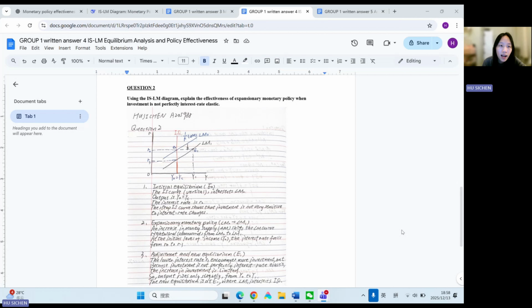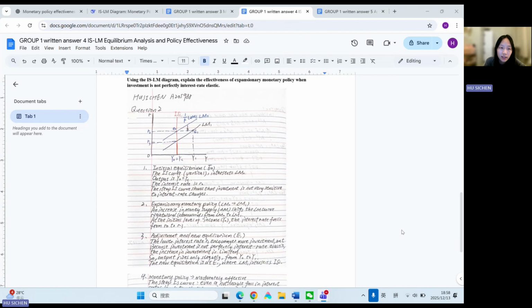Okay, from the IS-LM diagram, the economy is initially in equilibrium at point E0, where the IS curve intersects the LM curve. At this point, output is Y0, equal to the full employment level YC, and the interest rate is R0. The steep IS curve indicates that investment is not perfectly interest rate elastic, meaning that investment does not respond strongly to changes in the interest rate.